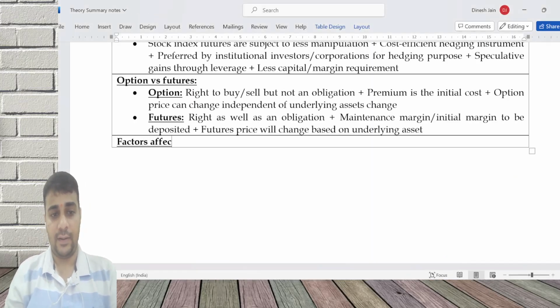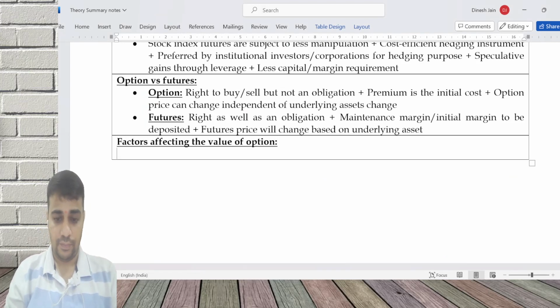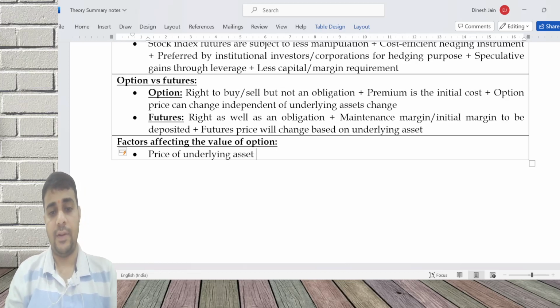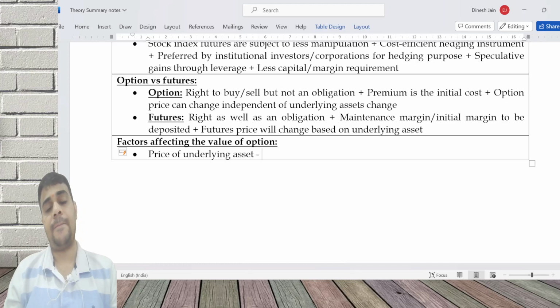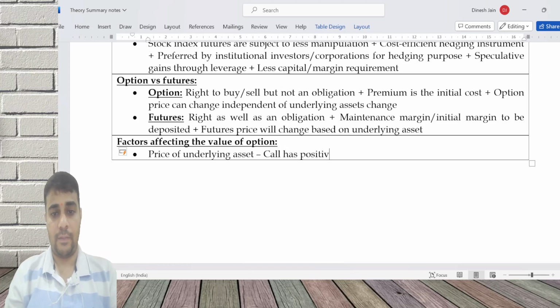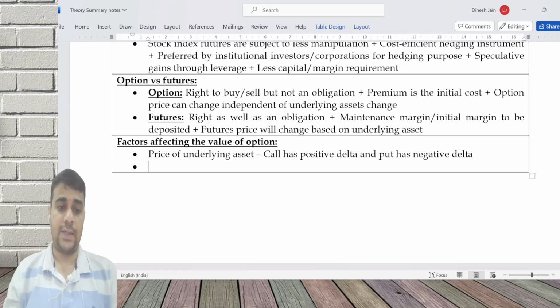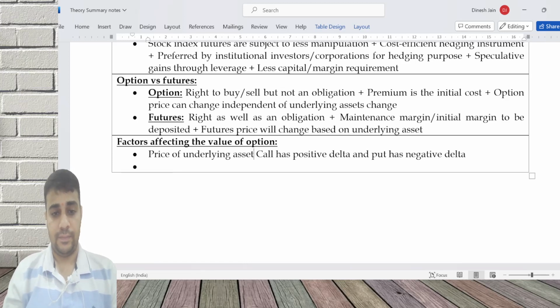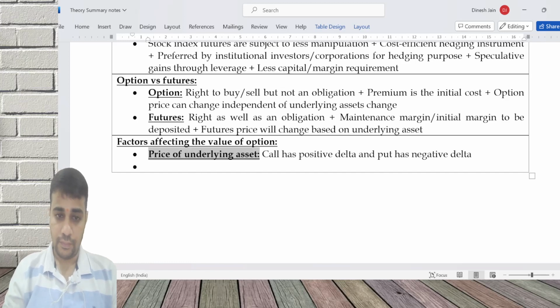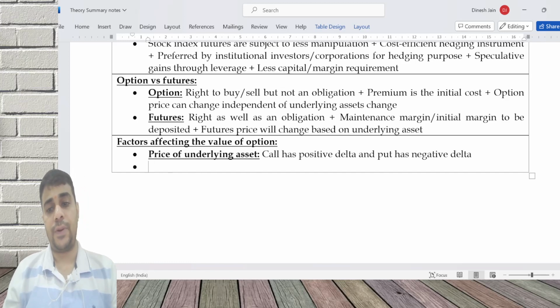Factors affecting the value of option: price of underlying asset. Call has positive delta and put has negative delta.